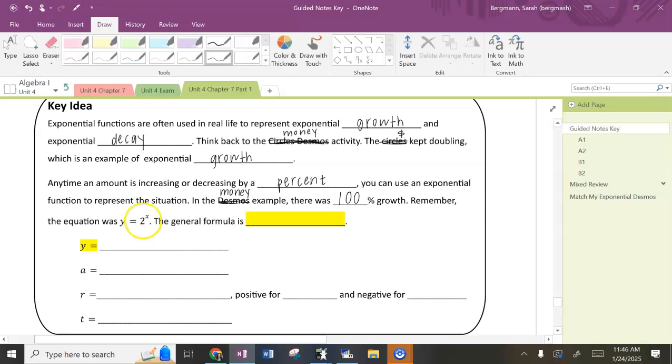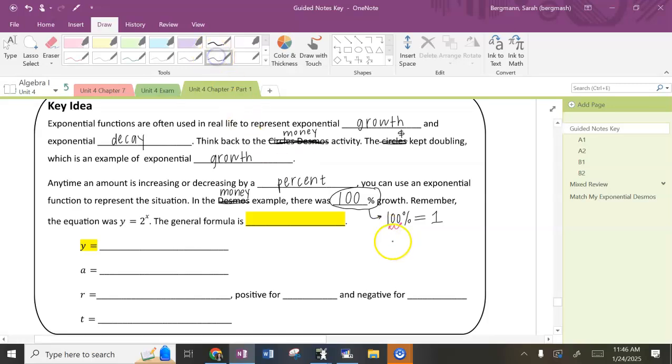Remember the equation, it had 2 as the base. It wasn't perfectly y equals 2 to the power of x, but it was the base of 2. How does that 100% growth relate to the base of 2? Let's figure that out. How do we write 100% as a decimal? It's equal to 1. Whenever you're changing a percent to a decimal, you divide by 100 or move the decimal place over by 2.